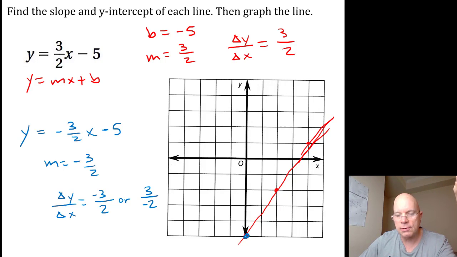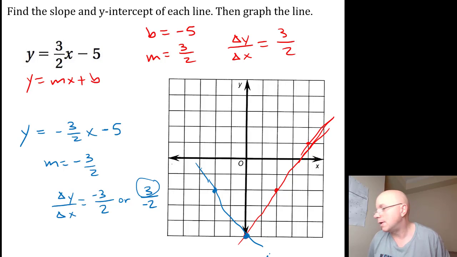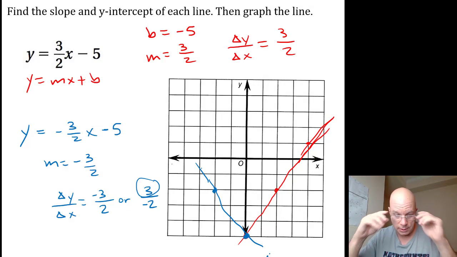So while I would like to go down 3 and right 2 and be over here somewhere, instead I'm going to go up 3, 1, 2, 3, and left 2. And all I need is 2 points to draw the line. So that'll come up on the homework. So if you hung in there and saw that part, that's going to help you.